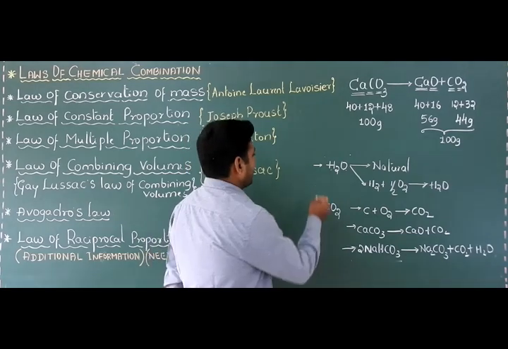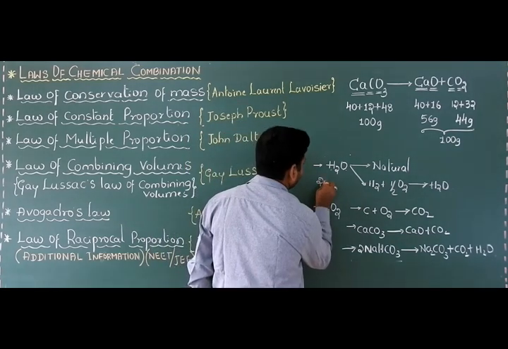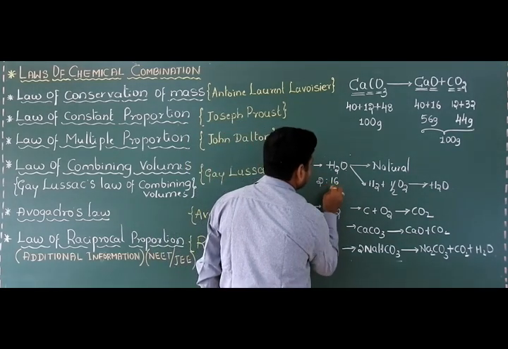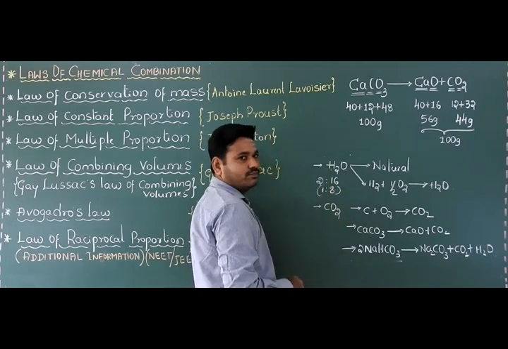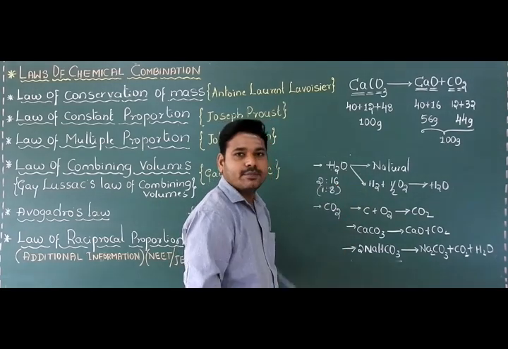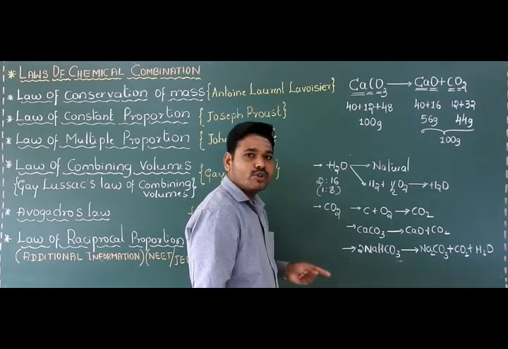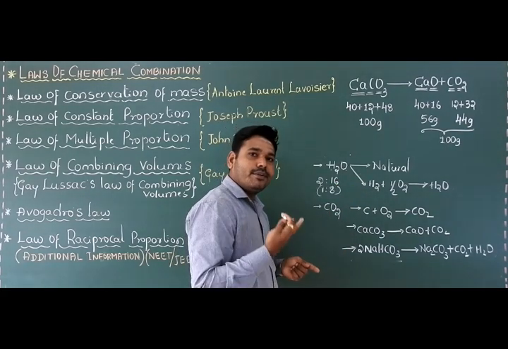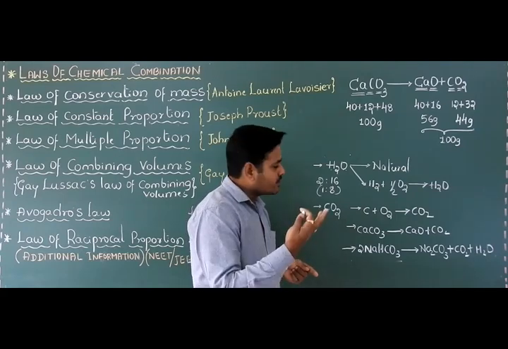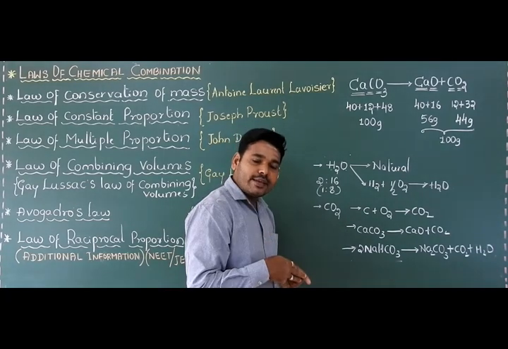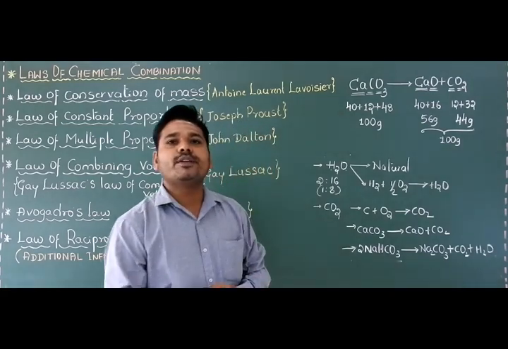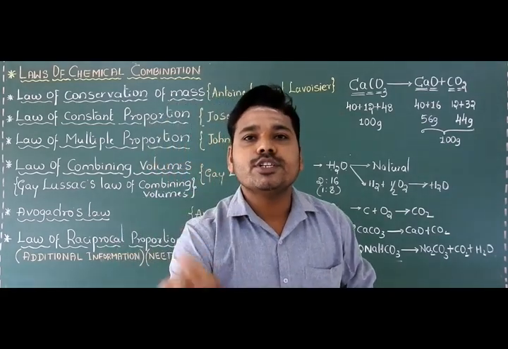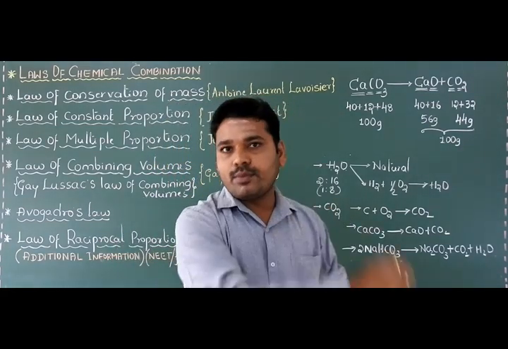Now look at hydrogen and oxygen, the ratio is 2:16, or we can write it as 1:8 ratio. The same thing holds even in carbon dioxide. It is obtained by burning carbon with oxygen. It is obtained by the decomposition of limestone. It is also obtained by the decomposition of sodium bicarbonate, students.